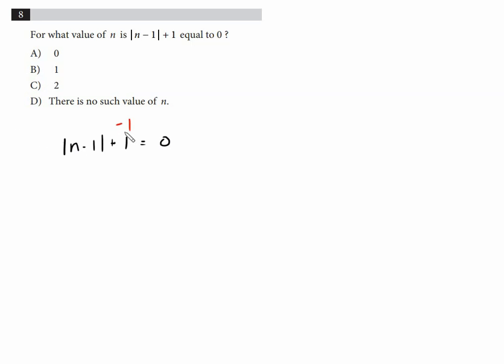So if we subtract 1 from both sides, we're left with the absolute value of n minus 1 equals negative 1. Now an absolute value can't be negative, so we know that the answer is D. There is no such value of n. And for those who want a refresher on absolute value, just continue on with this video.